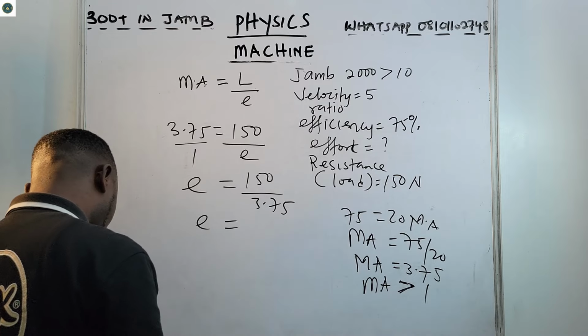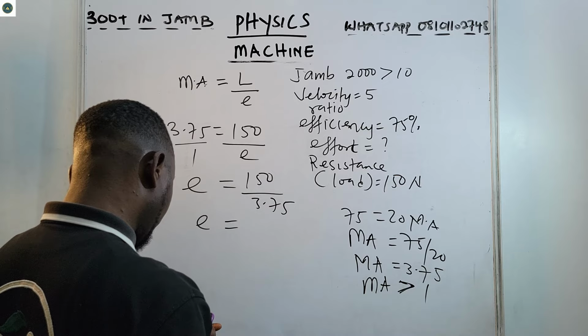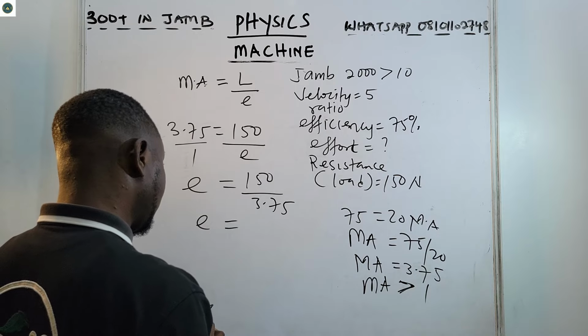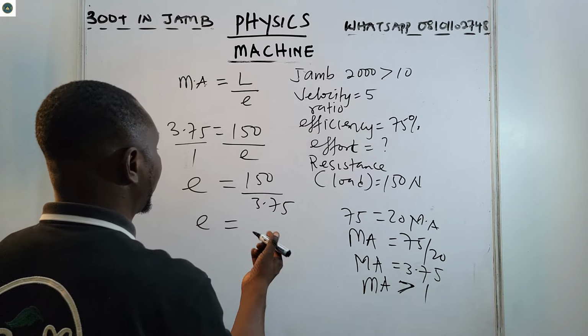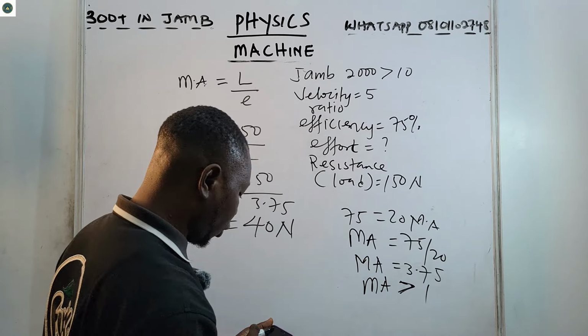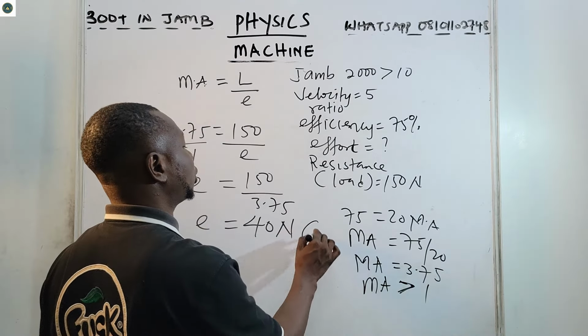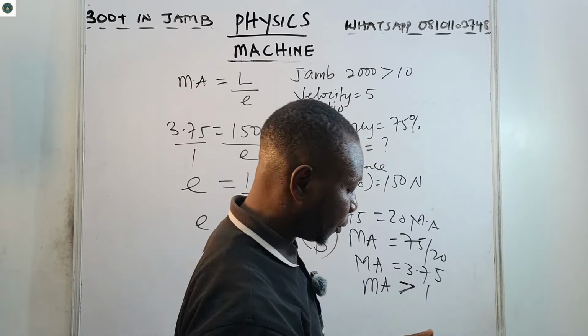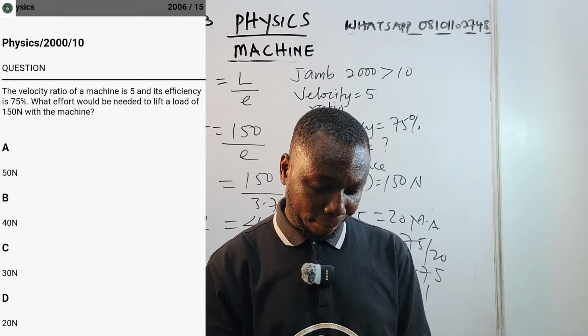So our effort becomes, we divide, about 40 or so. 150 divided by 3.75 is about 40. So we have 40 Newton. So the correct option there is B, 40 Newton. Let's move ahead.